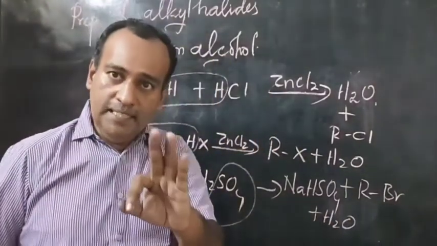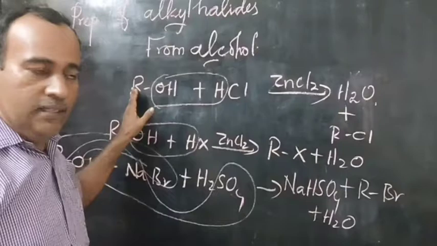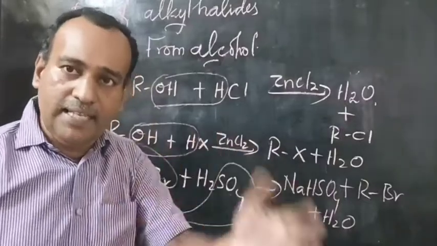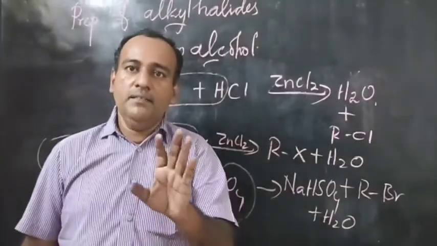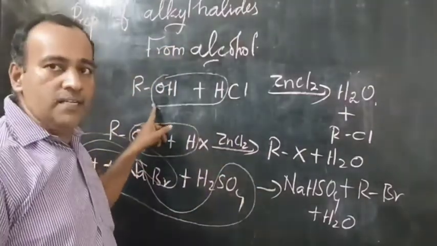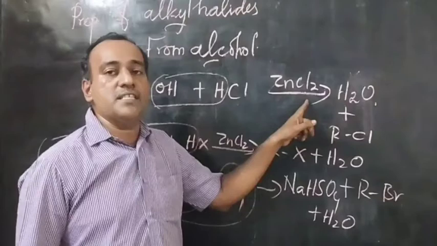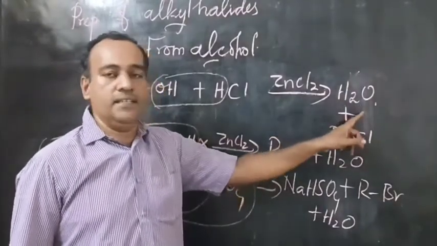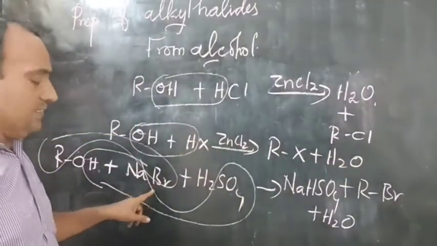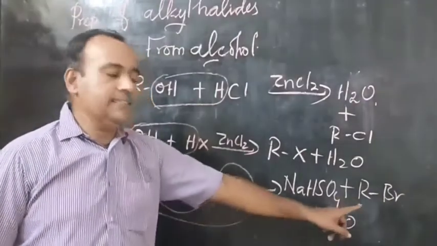So we studied three methods for converting alcohol into alkyl halide. The first method is when alcohol is heated with red phosphorus in the presence of halogen, we are getting alkyl halide. The next method is alcohols when treated with hydrogen halide in the presence of zinc chloride as catalyst, we are getting alkyl halides. The next method is alcohols when treated with sodium bromide in the presence of sulfuric acid, we are getting alkyl halides.